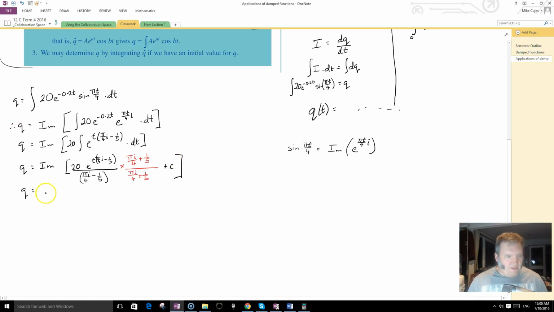Pretty good. So from here, I've still got the imaginary part when I'm finding this Q. That's okay. 20 bracket. I was going to put the other bit in first, but I don't need to. Let's just leave the e there first. E to the t, pi i over 4 minus 1/5. That's all in the power. This is back on the same level as the e and the 20.